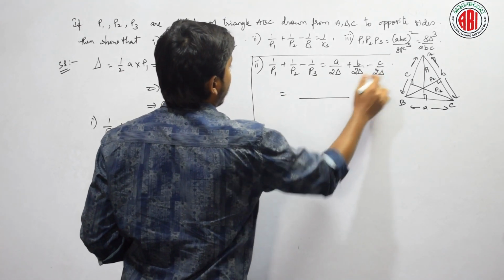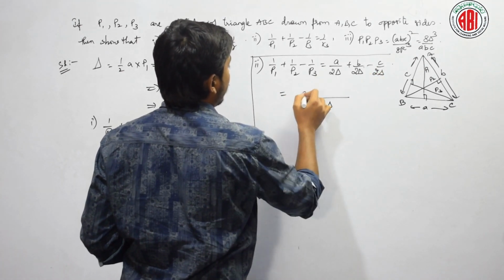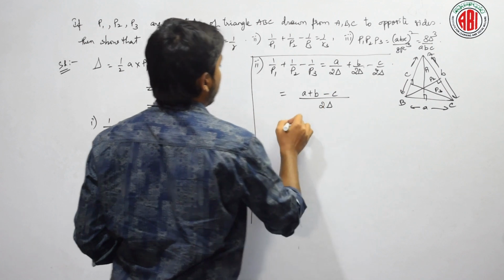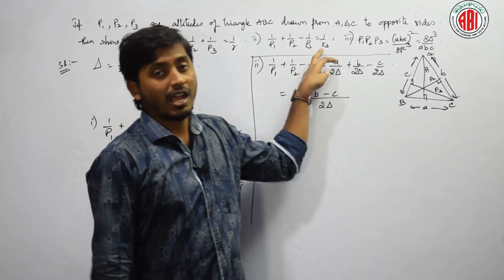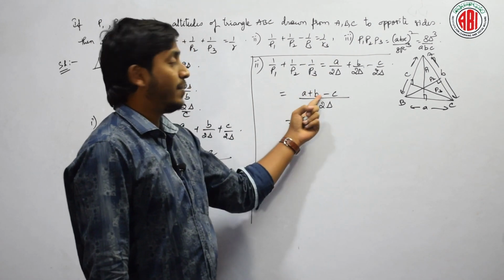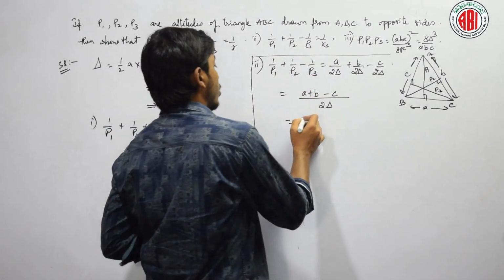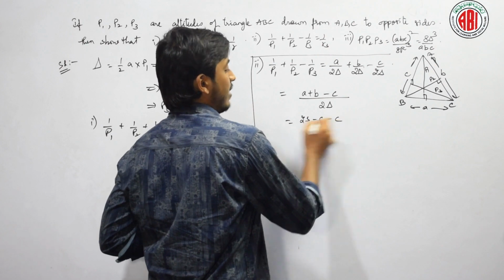Just tell me, LCM is 2 delta, numerator is A plus B minus C. Is it okay? Then I want it as R3. How to do? Let us take A plus B as 2S minus C.